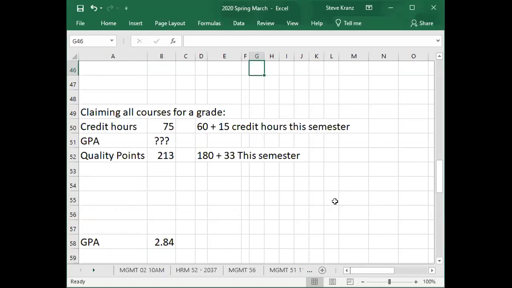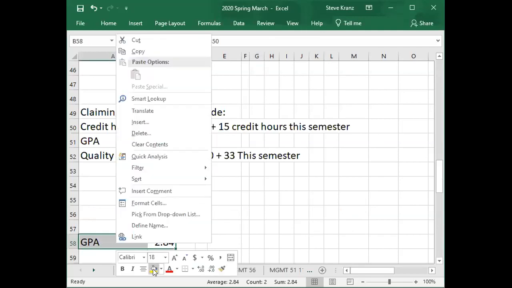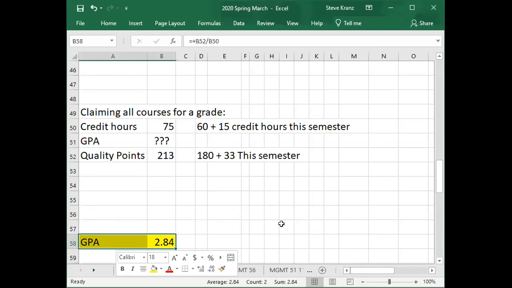I apologize for the call interruption, but the bottom line is that John is now going to have a GPA of 2.84. So getting a bunch of D's is obviously going to negatively affect his GPA. He's going to go from a 3.0 to a 2.84.